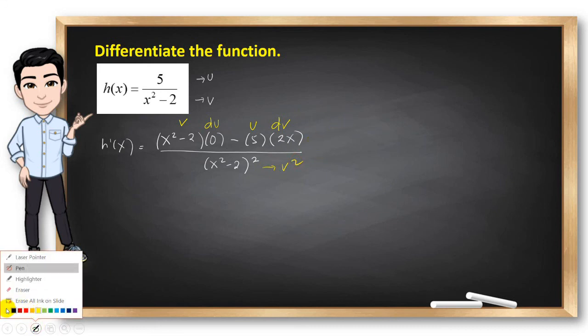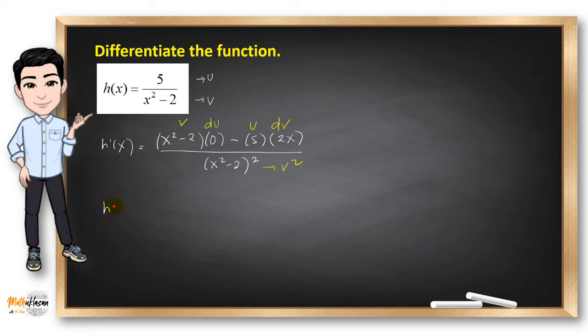So, ganyan yung nangyari sa formula natin. At syempre, all we need to do now is to simplify this. So, the derivative of h of x now is equal to, ito 0 na all over yan, di ba? Tapos ito naman, it's negative 5 times 2x. So, this is negative 10x over x squared minus 2 squared. Yan.